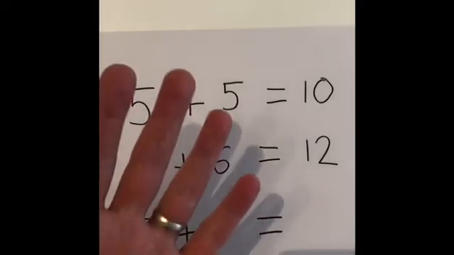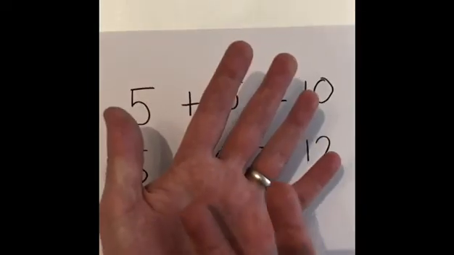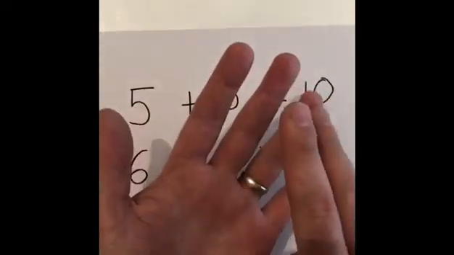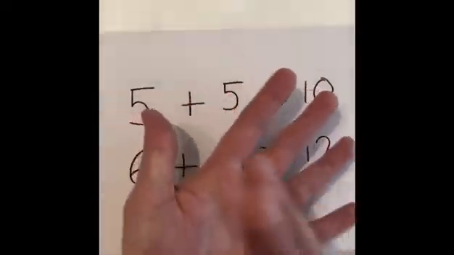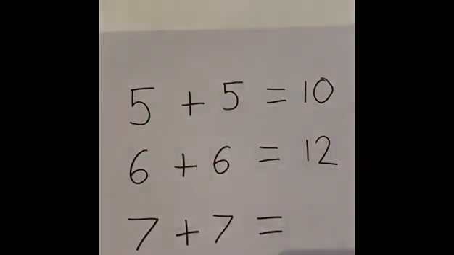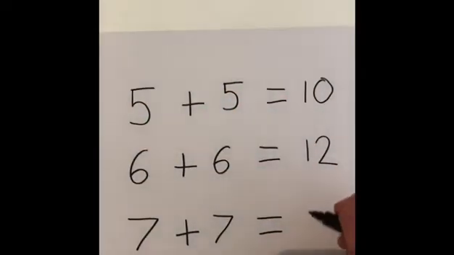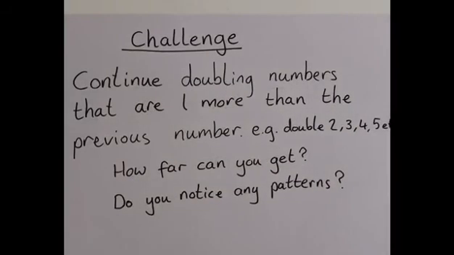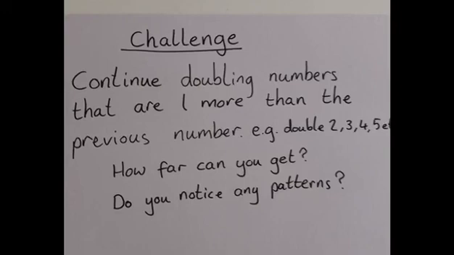This was a bit harder, this one. Who got the right answer? So 7 fingers, counting them 2 times, gives us the answer of 14. That's it, guys. It was a slightly harder lesson today, so well done for sticking at it.